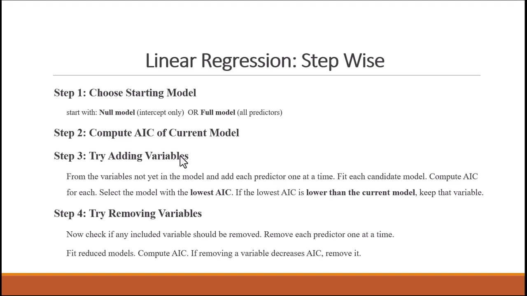In step 4, try removing variables. It means that if any included variable should be removed, remove each predictor one at a time. When you want to decide whether it should be removed or not, just compute the AIC and find which model is better.